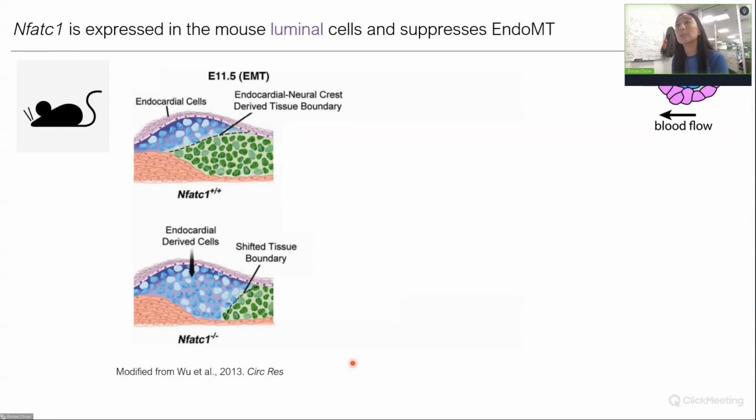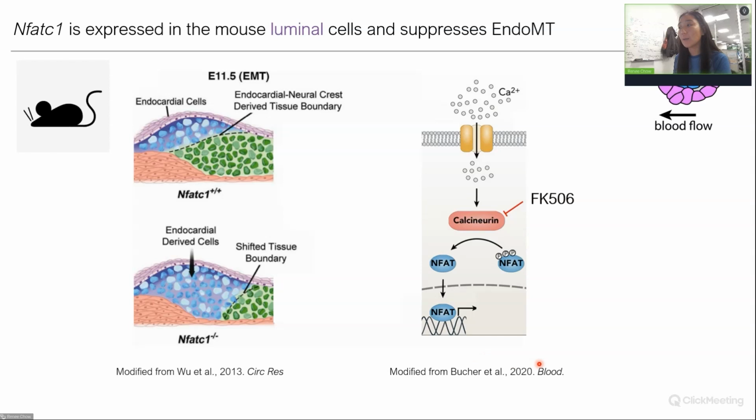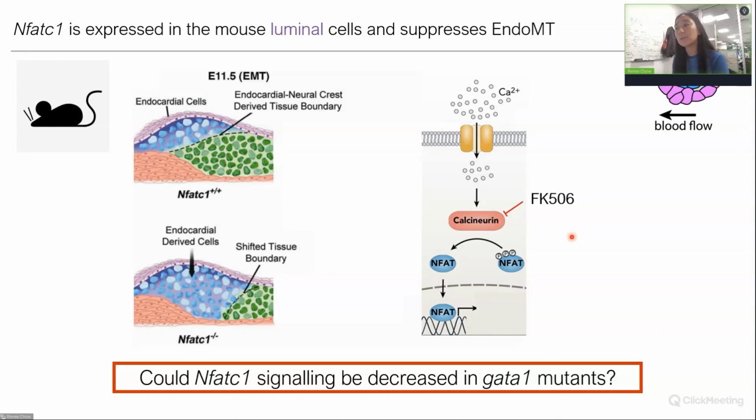So we know from studies in the mouse that NFAT-C1 is expressed in the luminal cells of the valve, and in the mutant, you have this overabundance of endocardial-derived valve interstitial cells, suggesting that NFAT-C1 suppresses endothelial to mesenchymal transition. We also know from studies in vitro that NFAT activity is dependent on its dephosphorylation by calcineurin, and calcineurin itself is dependent on the presence of intracellular calcium, and it can be inhibited by the drug FK506. So we were wondering if NFAT-C1 signaling could be decreased in the GATA1 mutant.